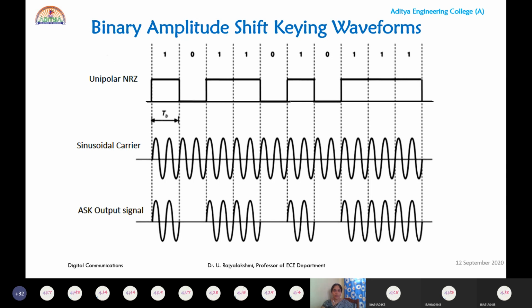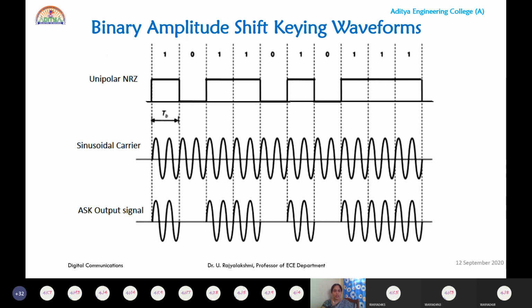Now, what is the second input? A sinusoidal carrier is required to modulate the signal. For the sinusoidal carrier, the frequency is greater than the frequency of the input signal. Two cycles are required to complete a 1 bit interval. So the frequency of the carrier, we can say, is double that of the frequency of the input signal.